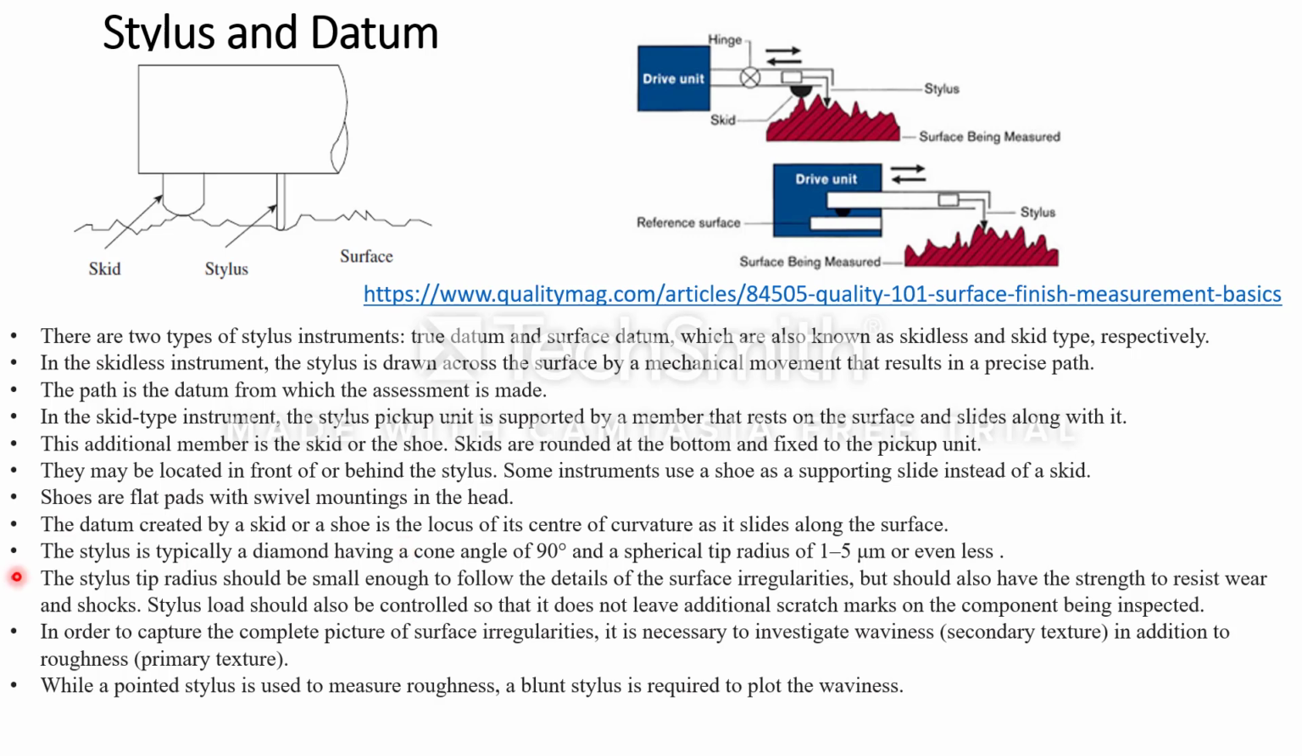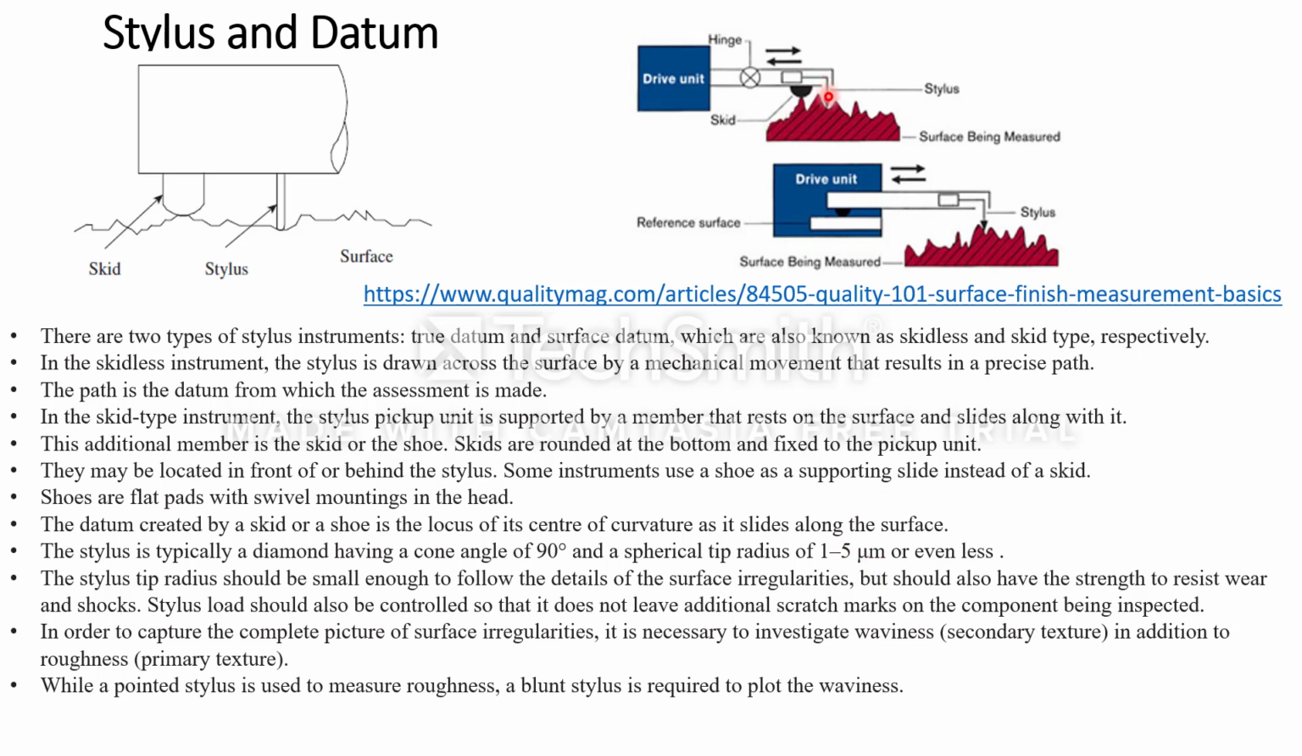The stylus is typically a diamond having a cone angle of 90 degrees. Cone angle is the angle of the stylus, as you can see here. If you refer to the internet, you will find the cone angle. I thought of giving an image here, but I forgot to include it. The stylus has a spherical tip of 1 to 5 micrometers or even less.